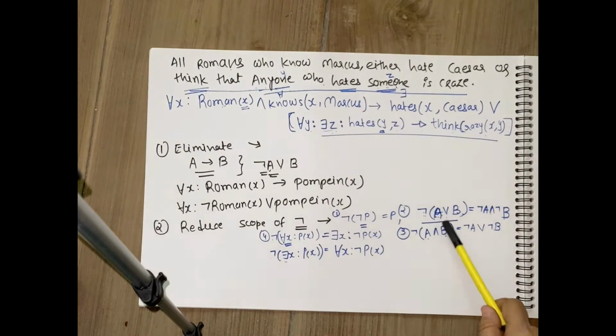Then De Morgan's law in two parts: if you apply negation to A or B, the operation will convert to and, and not will be applied to A also and B also. Similarly, if you apply not to A and B, it will be converted to not A or not B. Then if not is applied to the quantifiers, like applying not to for all, that is a universal quantifier, it will be converted to existential quantifier, and then to the base term not is going to be applied, and similar applies to the existential quantifier also.